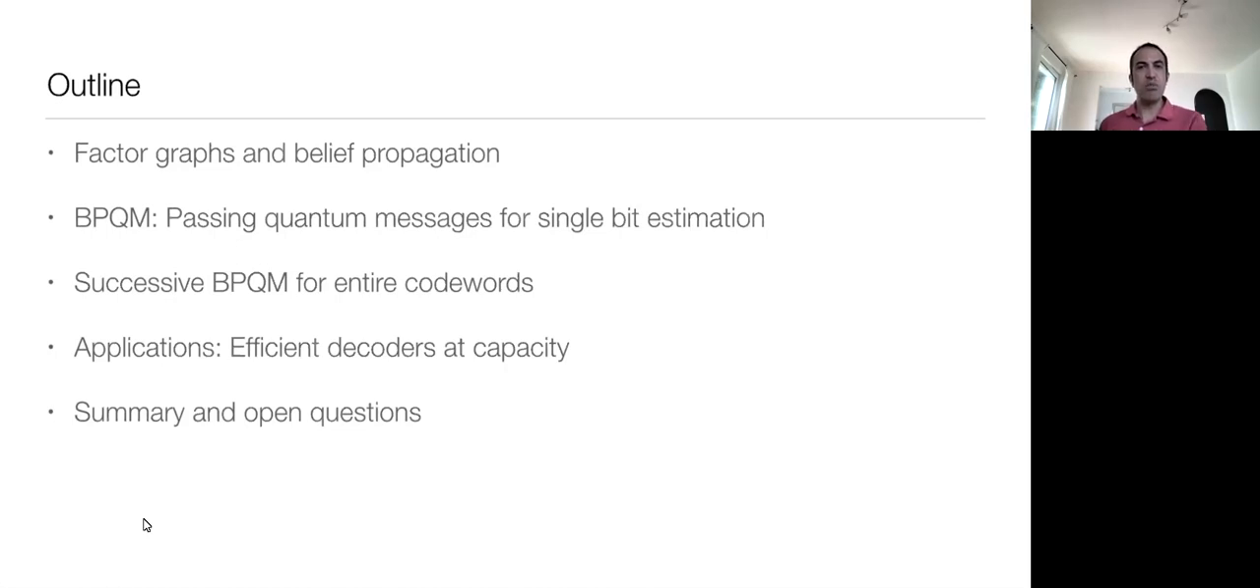And this is going to do a specific chore for us in the error correcting setting: to estimate single bits of the codeword, which I'll explain in a minute. And it does so by passing quantum messages, if you want. And then we'll see how to use this to decode the whole error correcting code.